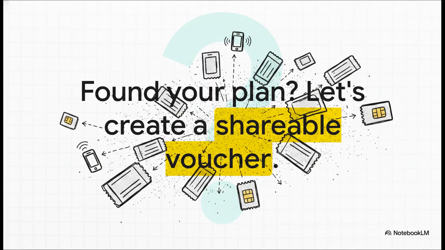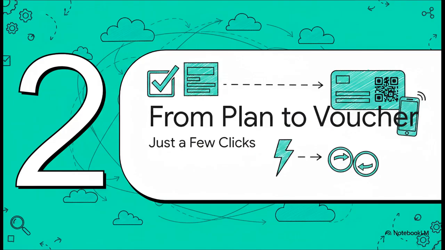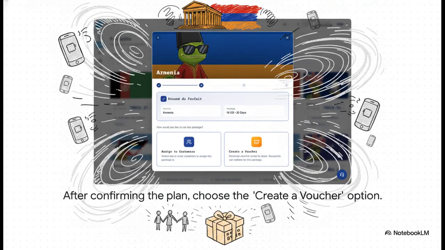So what's next? This is the magic step. Let's turn this thing into a shareable voucher. Seriously, this is the heart of the whole thing, and you're about to see just how fast it is. We're going from a plan to a ready-to-share voucher in, like, no time at all. Okay, this here is the crucial choice. After you confirm the plan details, yep, our 10 gigs for 20 days in Armenia, you get 2 options. You could assign it directly to someone, but for the most flexibility, we're going to hit Create a Voucher.